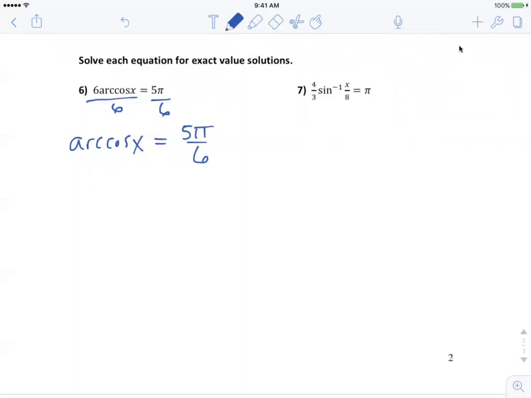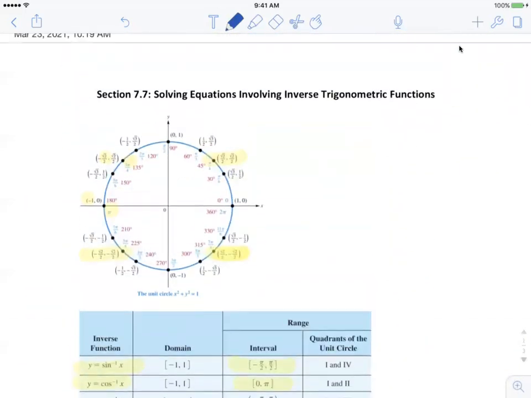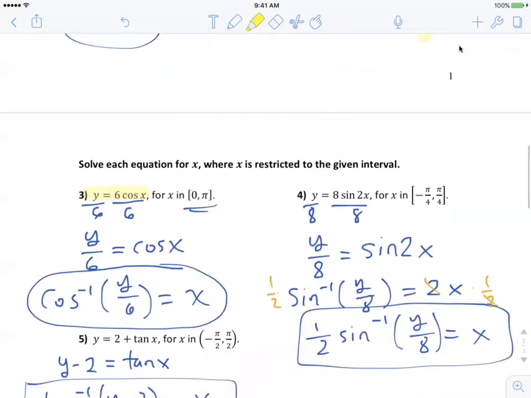Okay, and now I've got to use the unit circle. The cosine of 5 pi over 6 is what, right? That's the same as saying arc cosine of what is 5 pi over 6. Okay, so which x coordinate on the unit circle is linked with 5 pi over 6? So I'd go back up to my unit circle, find 5 pi over 6. Let's get rid of the mess. Where's 5 pi over 6? There it is, right? And that's linked with the x coordinate of negative 3 pi over 2. So that's it. It's got to be it.